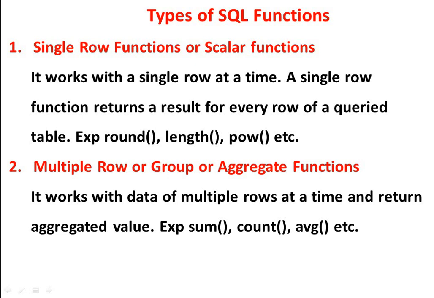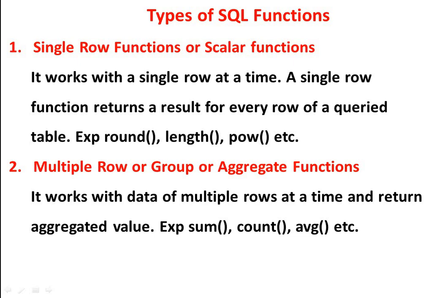It works with a single row at a time. A single row function returns a result for every row of a query table. Examples: round function, length function, power function, etc. There are many more functions. We have seen examples also, and now also we can see.